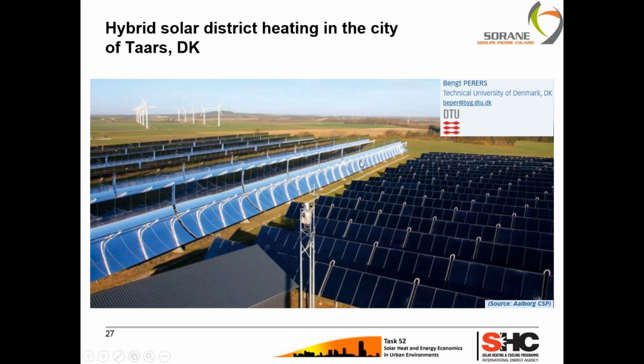Another example, hybrid solar district heating in the city of Tars in Denmark as well. In this example, it is quite interesting to see that two kinds of solar thermal technology were used. You have the flat plate collectors to preheat the water, and then the parabolic trough collectors to reach a higher temperature, as they want to reach 95 degrees Celsius. This solar installation is connected to the return pipe of a combined heat and power plant.